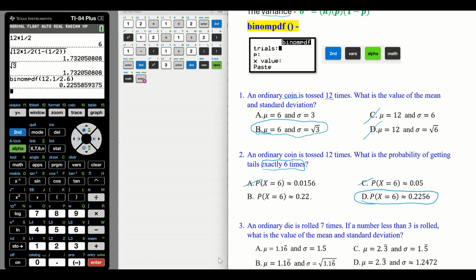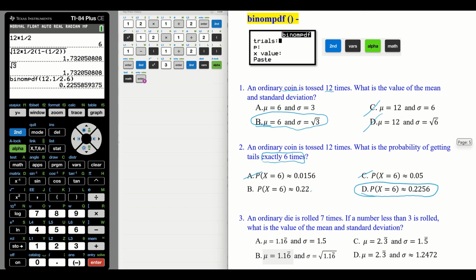All right, number 3. Scroll up just a tiny bit. For number 3, we have an ordinary die is rolled 7 times. If a number less than 3 is rolled, what is the value of the mean and the standard deviation? Okay, we just use our formulas again. For the mean, it's n times p. P is different in this case.